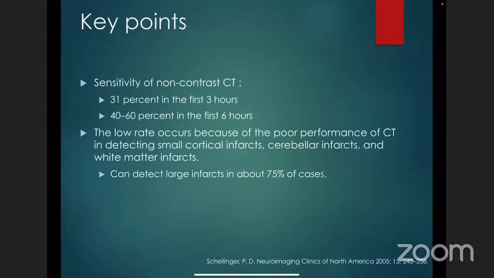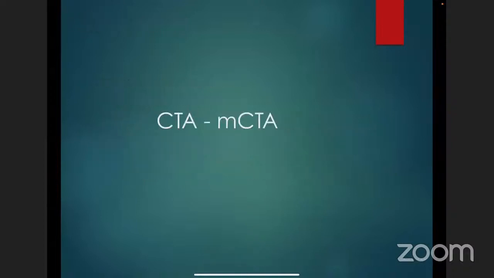Sensitivity of the non-contrast CT brain is 31% in the first 3 hours, and 40 to 60% in the first 6 hours. The low rate occurs because of the poor performance of the CT in detecting small cortical infarcts or the posterior circulation. What about the CT angiogram or the multi-phase CTA?